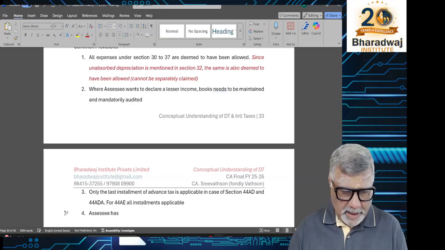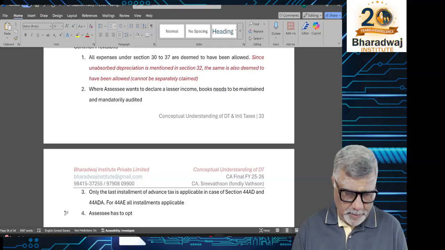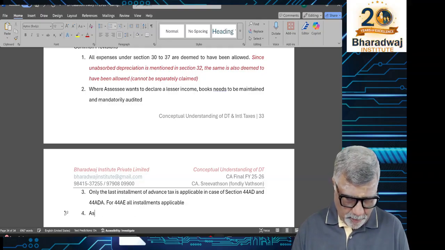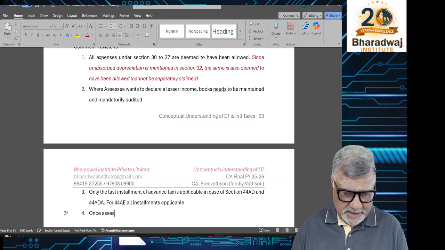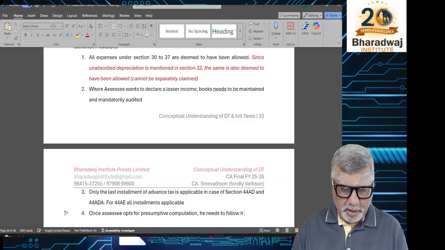The assessee has to opt, actually. Once the assessee opts for presumptive computation, he needs to follow it for the next 5 years. Where he opts out, then he cannot re-enter for another 5 years.